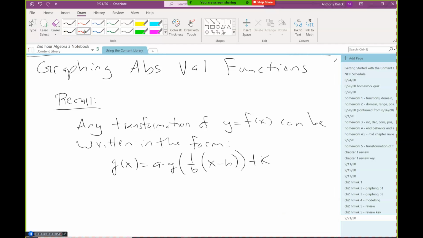So from last chapter, in the last section, we talked about transformations. And one of the big ideas we had was that any transformation of a function can be written in the form, oops, supposed to be an f there, a times f of 1 over b times x minus h, plus k.